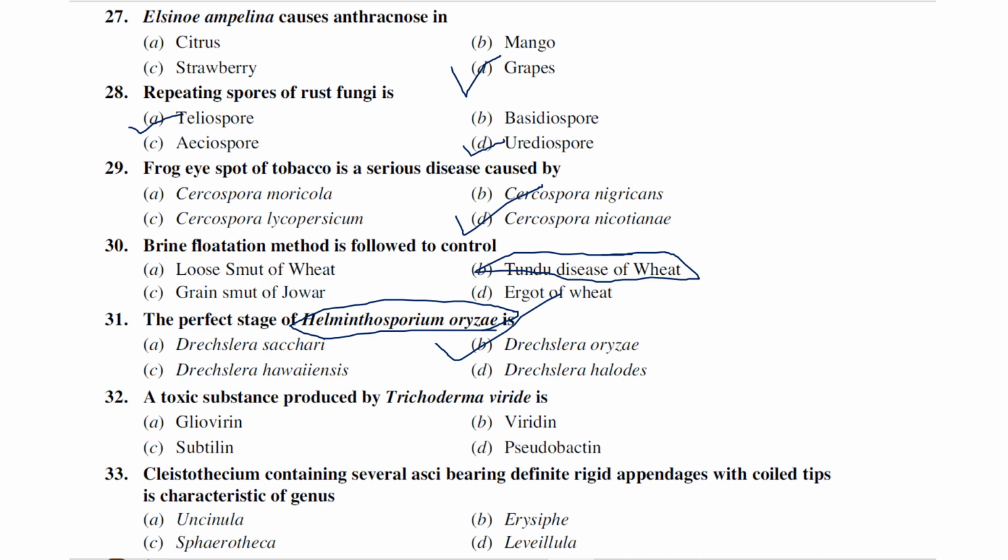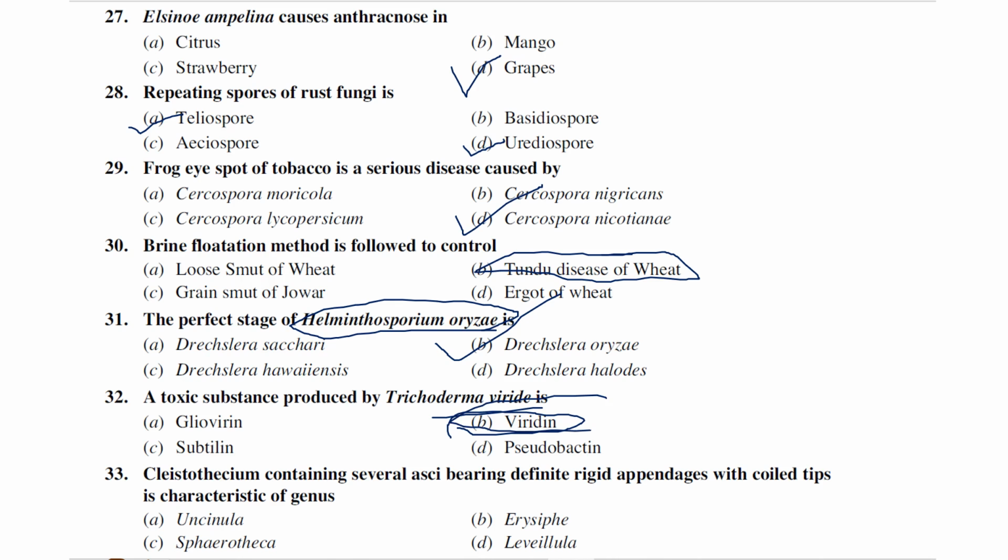And the next one is a toxic substance that is produced by Trichoderma viride: gliovirin, viridin, subtilin, pseudobacterium. Subtilin is from Bacillus subtilis, pseudobacterium maybe Pseudomonas. Gliovirin, I'm not sure, probably some species of Pseudomonas. The next one, viridin. So the answer is viridin. Trichoderma viride produces various kinds of toxic compounds, viridin, viridiol, and such substances, but the most important is viridin.